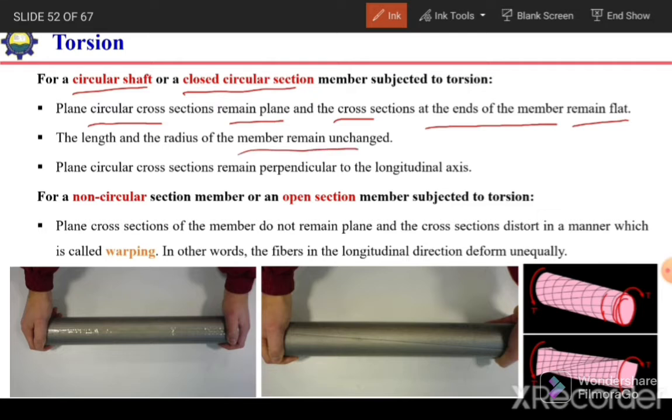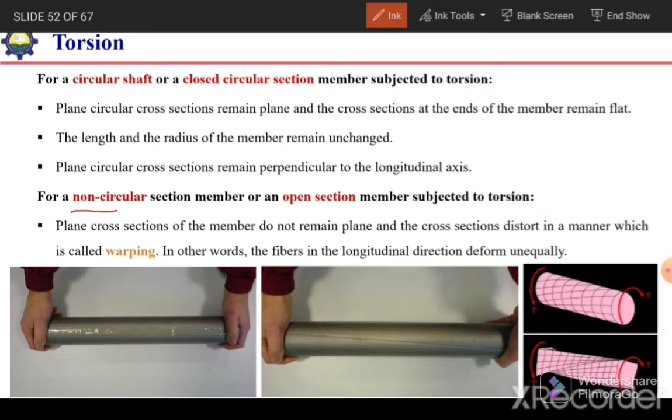So if the member is a circular shaft or closed circular section, by applying the torque, there will be no change in its length as well as radius. So the plane circular section remains perpendicular to the longitudinal axis. These assumptions are just like in the case of bending, where the plane section remains plane and perpendicular to the neutral axis. Similar phenomena occur in the case of circular shafts as well as closed circular sections. There is no distortion in the section.